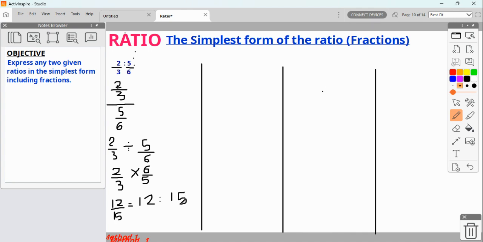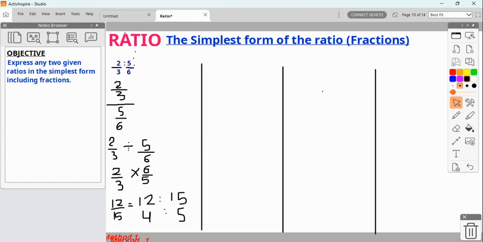Now we can check these both numbers, these both integers are divisible by 3. So I can solve it by 3. 12 divided by 3 is 4. 3 times 4 is 12 and 15 divided by 3 is 5. So we got 4 ratio 5. These both are not divisible by any other common number further, so our answer is 4 ratio 5. So 2 by 3 ratio 5 by 6 can be written as 4 ratio 5 in the simplest form.